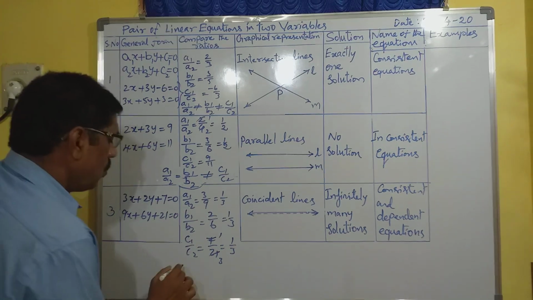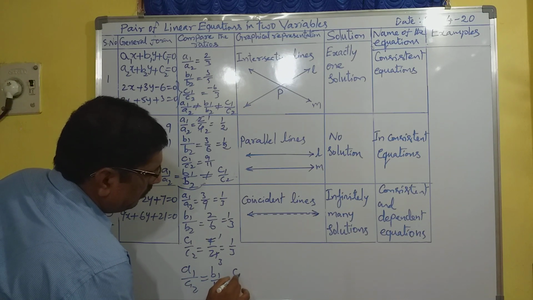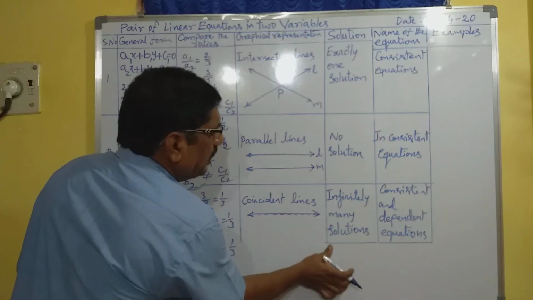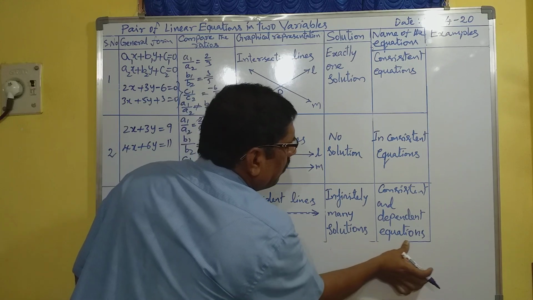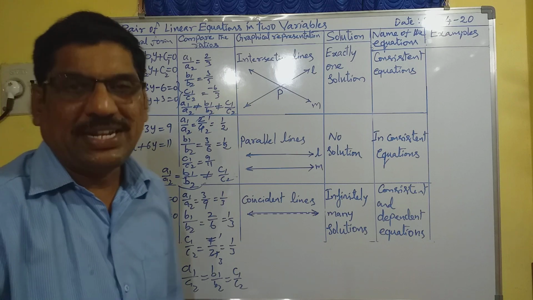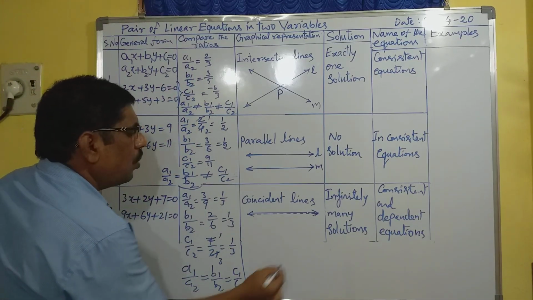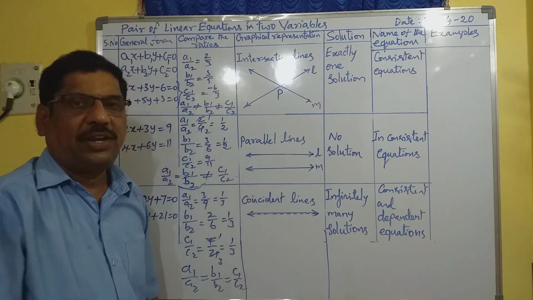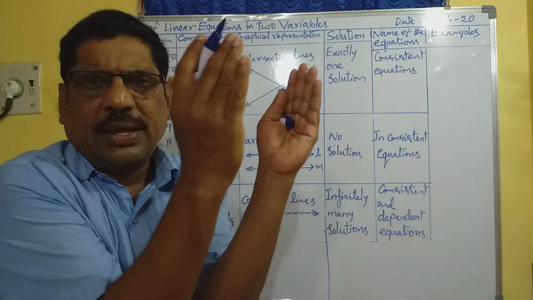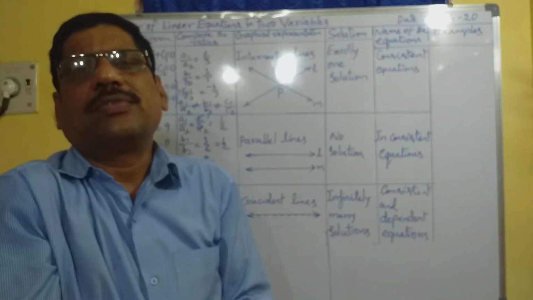Here you observe, we get a1 by a2 is equal to b1 by b2 is equal to c1 by c2. In this case, all the ratios a1 by a2, b1 by b2 and c1 by c2 are equal to each other. Okay? In this situation, we get coincident lines for the given equations. Coincident lines means they will coincide with each other. There will be no gap in between the two lines.